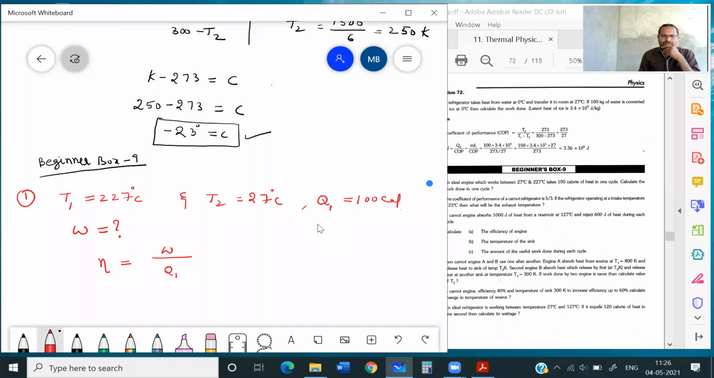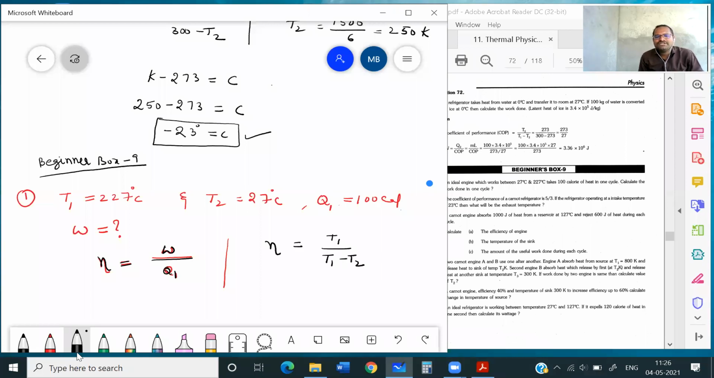Here Q1 value we know. If you know eta, you can find work done. Work done they are asking, and we know one more formula also. We know eta is equal to work done upon Q1. Okay, we know the eta formula again, T2 by T1 minus T2.